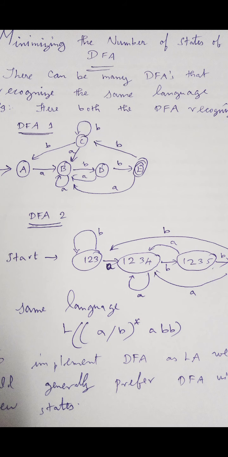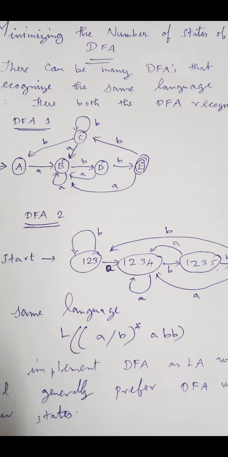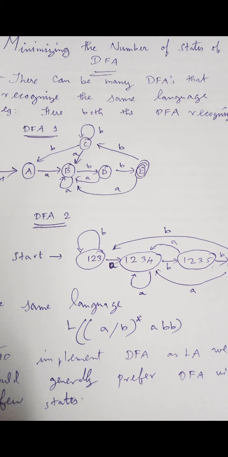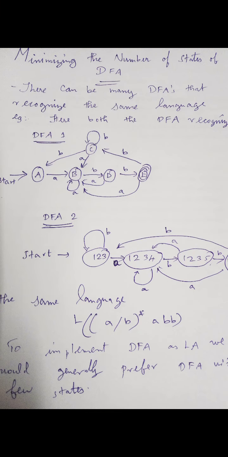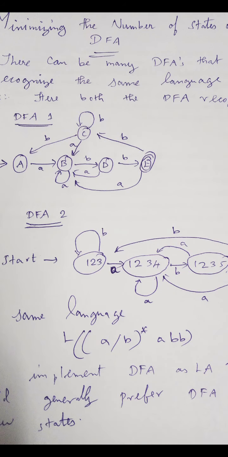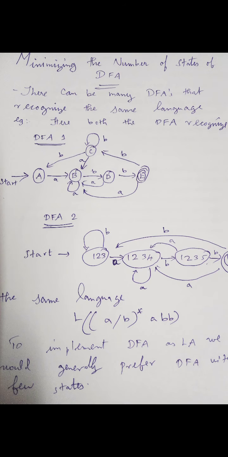In the first DFA, each state is labeled with alphabets, and in the second DFA each state is labeled with state numbers. The important thing to focus on is that both DFAs work for the same regular expression. The final question is which one we are going to consider as a prototype, DFA1 or DFA2.